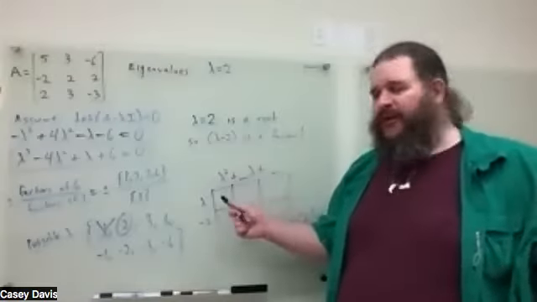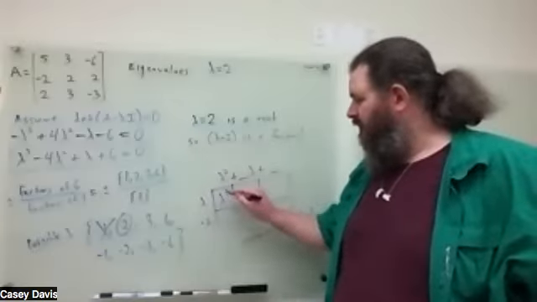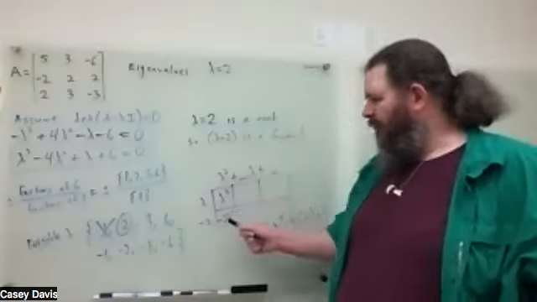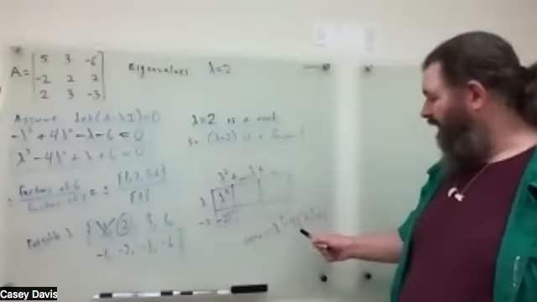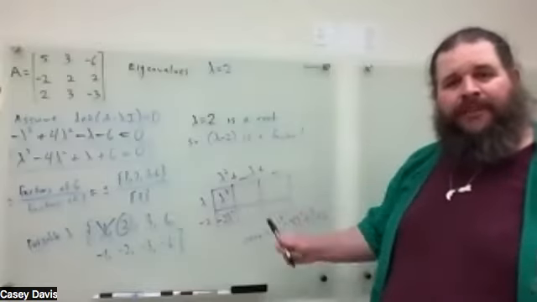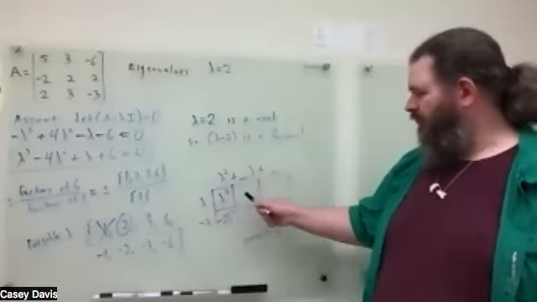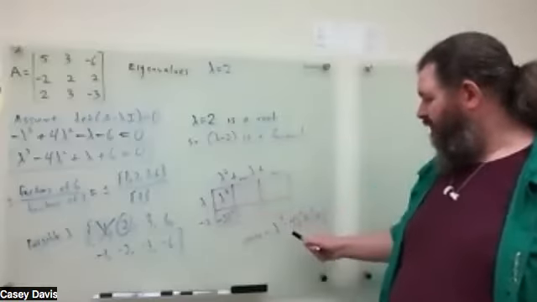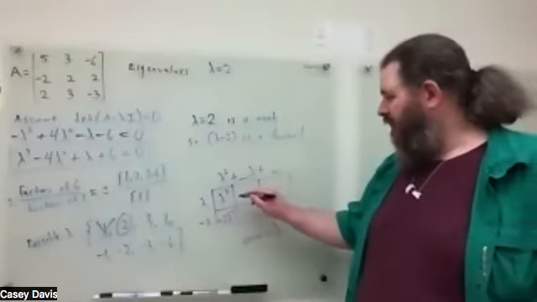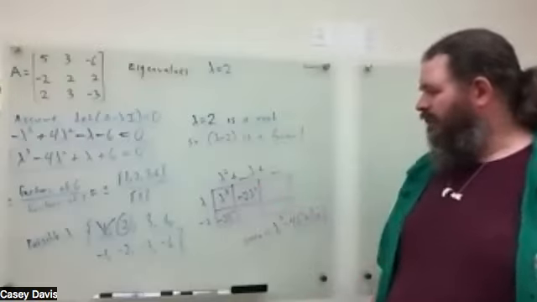If we actually distribute this, the lambda squared gets multiplied by both of these. Lambda squared times lambda is lambda cubed. Lambda squared times -2 is -2 lambda squared. But we don't want -2 lambda squared, we want -4 lambda squared. So how much more lambda squared do we need here, if we want both of these lambda squared terms to add up to -4 lambda squared? Yeah, we need another -2 lambda squared so that these add up to the correct amount.